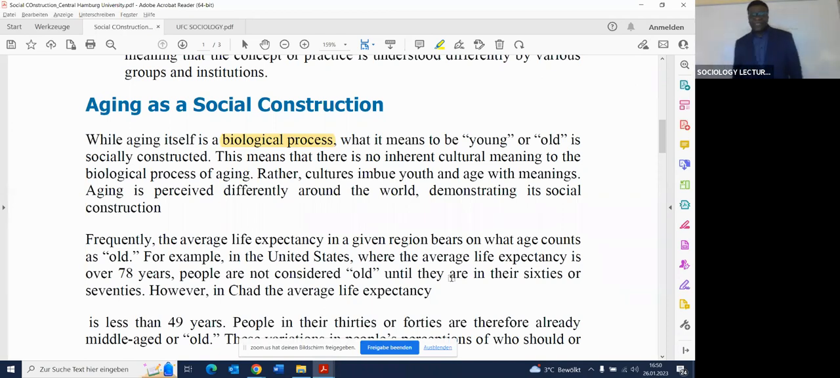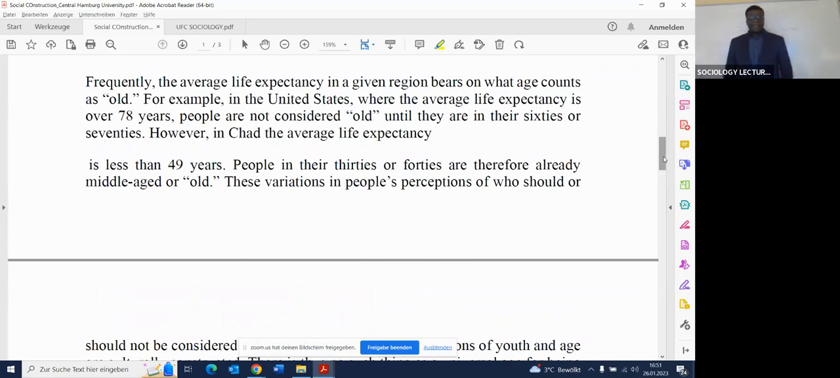Frequently, the average life expectancy in a given region bears on what age counts as old. For example, in the United States, where the average life expectancy is over 78. This document was done in 2021, okay? It's the latest. Where average life expectancy is over 78 years, people are not considered old until they are in their 60s or 70s. However, in Chad, now this is Africa, the average life expectancy is less than 49 years. So sad. I think it's around the same with Zambia. People in their 30s or 40s are therefore already middle-aged or old.